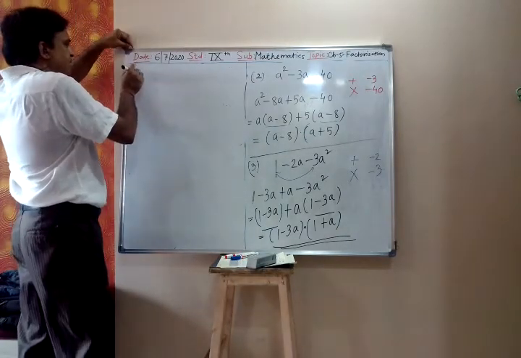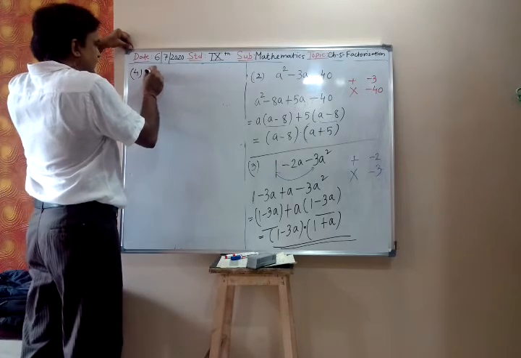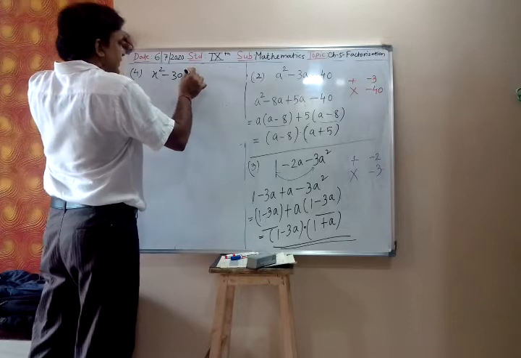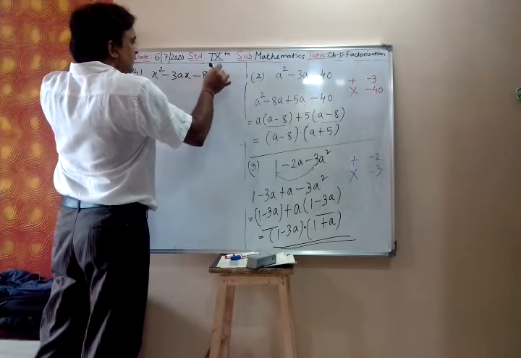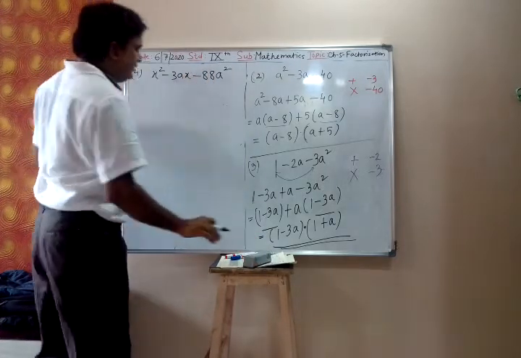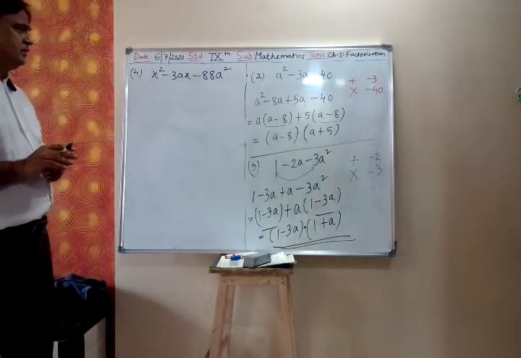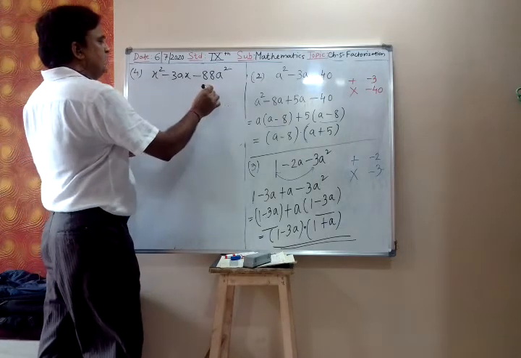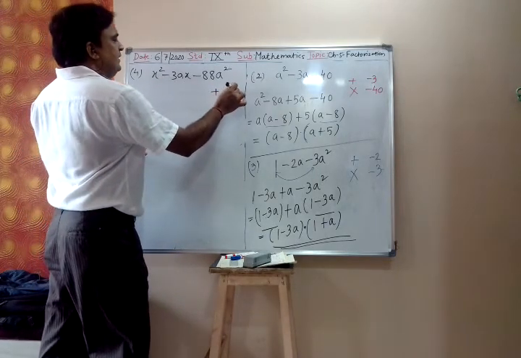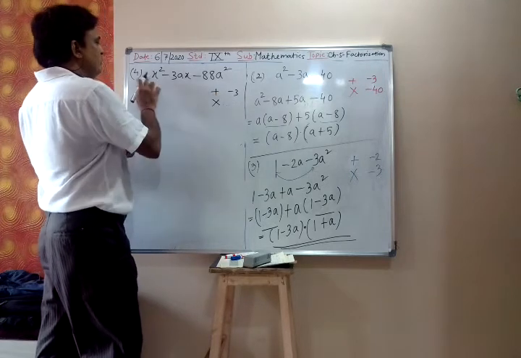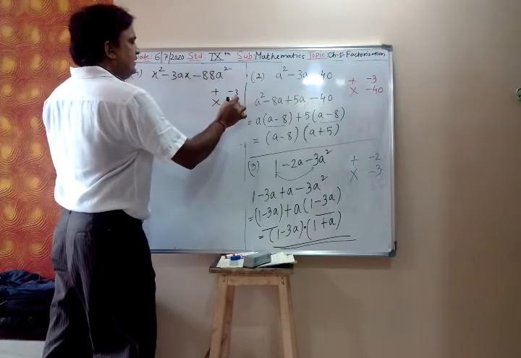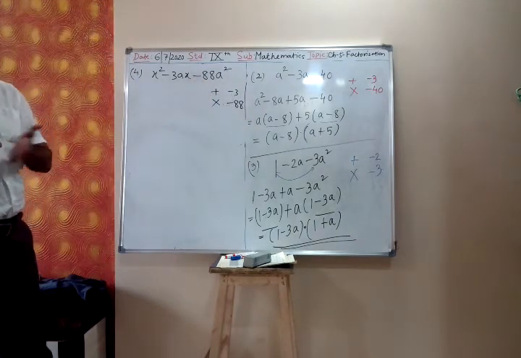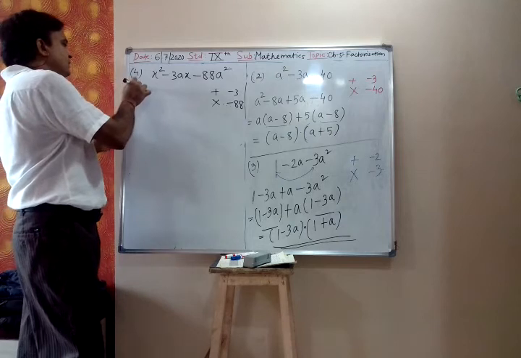Now 4th, x square minus 3x minus 88 a square. Should I give this as homework? Yes. See here, find two numbers whose addition is minus 3 and multiplication is 1 into 88, minus 88. Yes, minus 11 plus 8, you will get the answer. So let me give this as homework. Okay, very good.